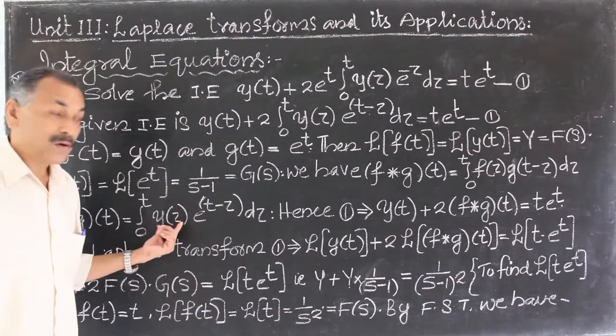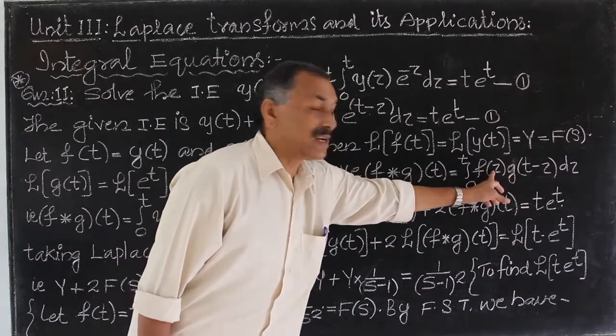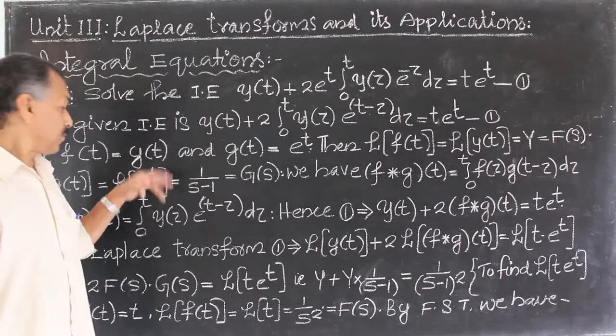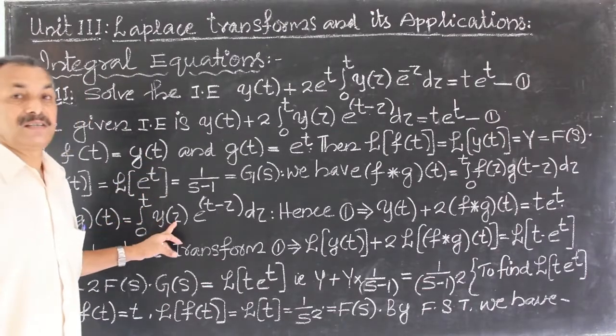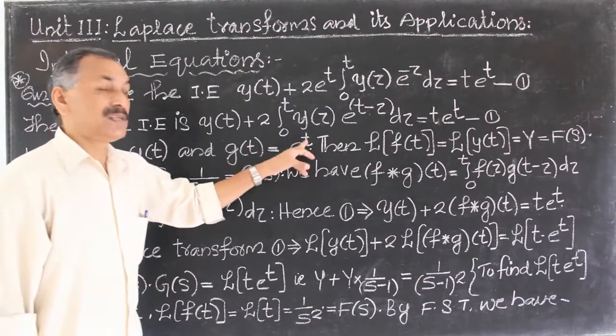What is f of tau? f of u into g of t minus u, or f of z into g of t minus z. f of t is equal to y of t. Therefore f of z is equal to y of z into g of t minus z.